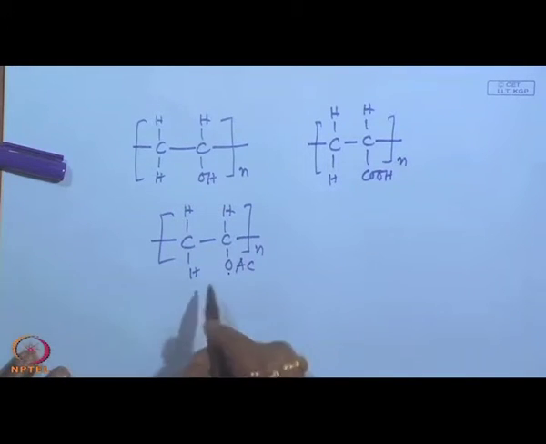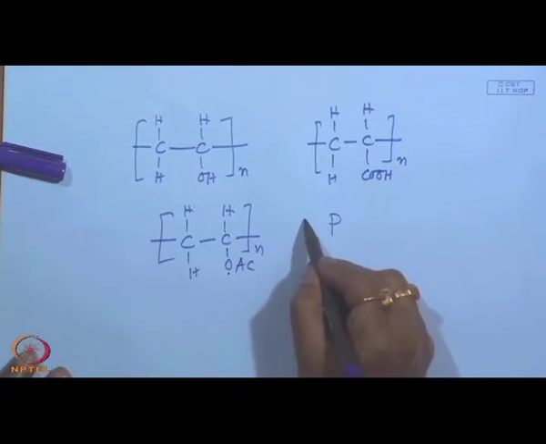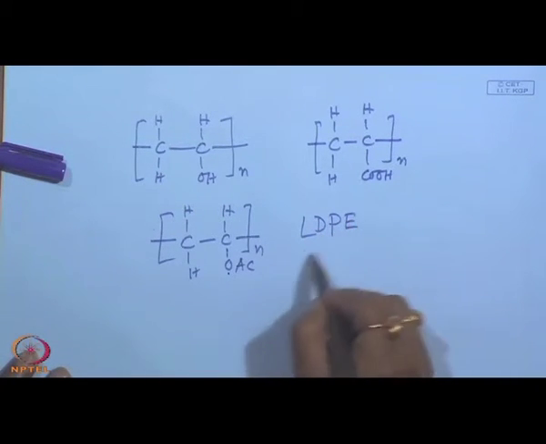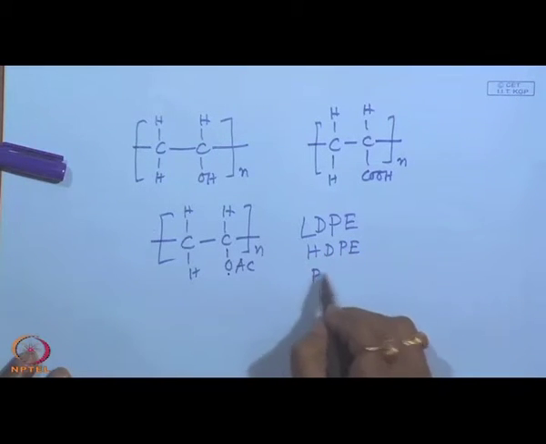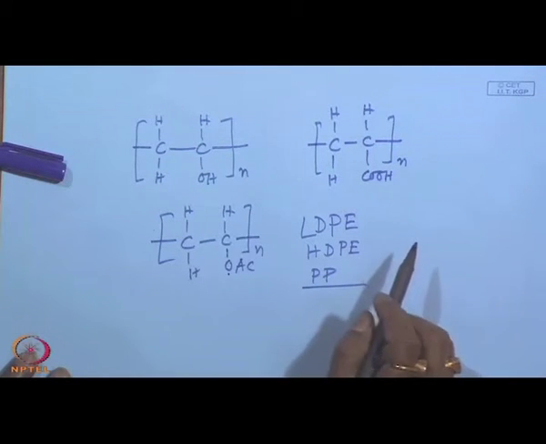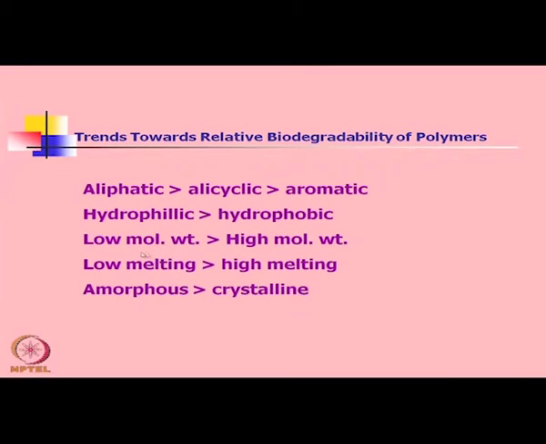So, these are all hydrophilic polymers, whereas polyethylene, say LDPE or HDPE, high density polyethylene, or polypropylene, these are hydrophobic polymers, these are non degradable. So, hydrophilic polymers are more degradable than hydrophobic polymers. Polymers having low molecular weight are more degradable than high molecular weight. Polymers having a lower melting point or lower softening range will be more degradable than those with a higher melting point. Amorphous polymers are more degradable than crystalline polymers.